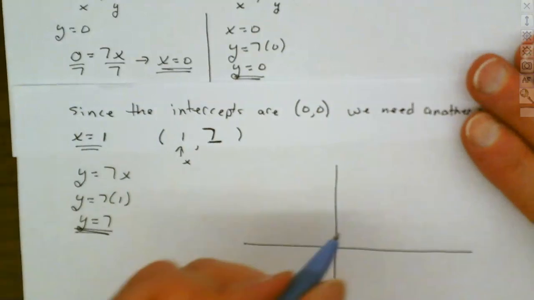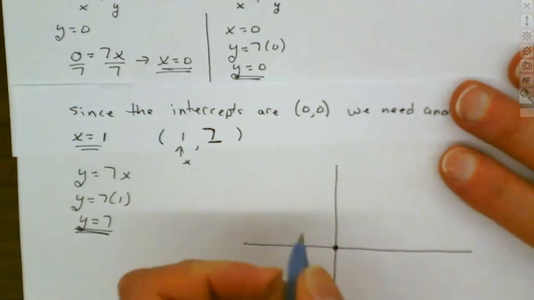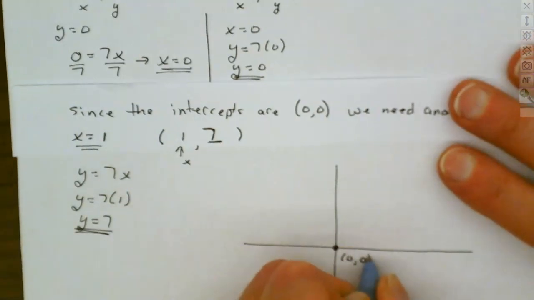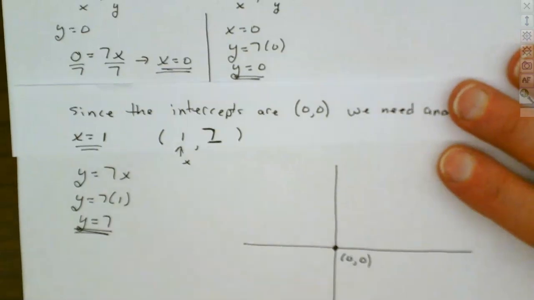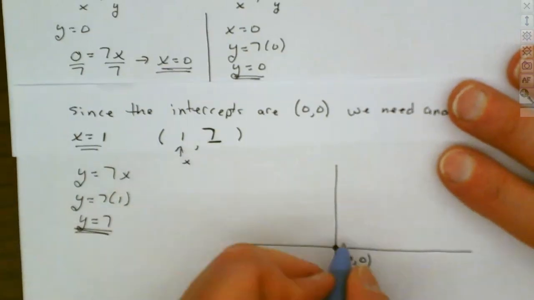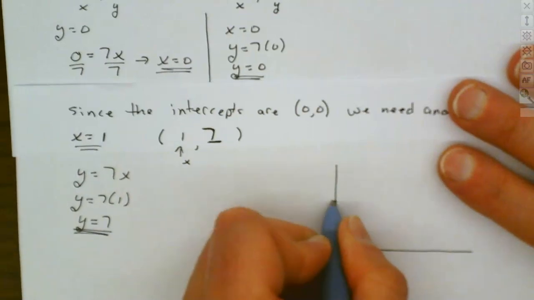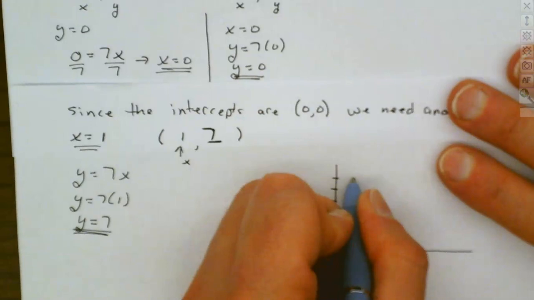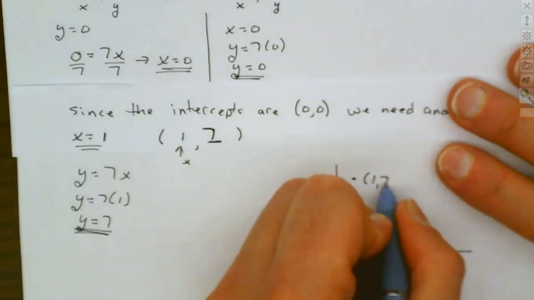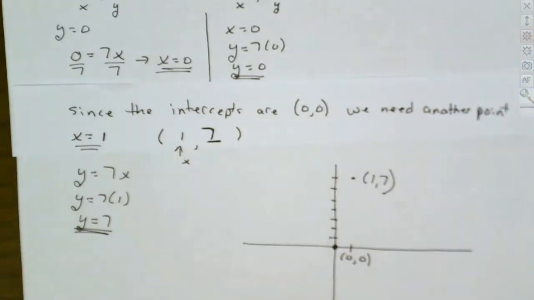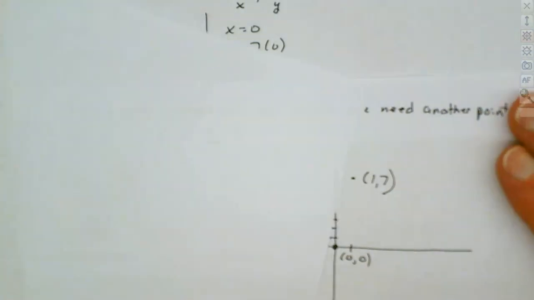We now have two different ordered pairs. We've got our first ordered pair, which is at the origin, at 0, 0. And we've got our second ordered pair that is at 1, 7. So it's over 1 and up 1, 2, 3, 4, 5, 6, 7. Now we can connect them together with a ruler or a straight edge. And that's going to be our graph.